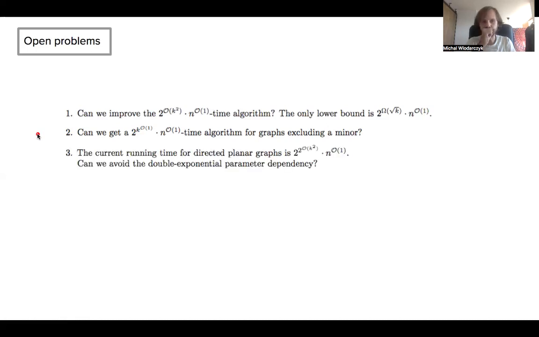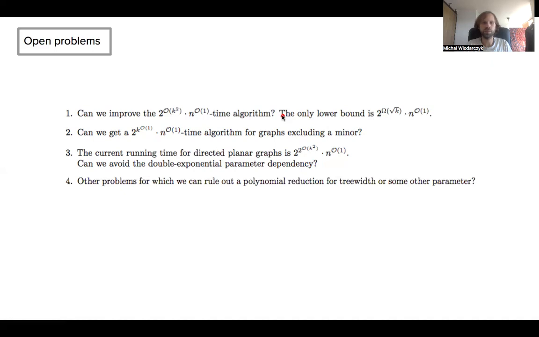Next thing is the complexity of the problem on directed planar graphs. We know that for this setting, the problem is also FPT, and the running time is this double exponential in k. And we would also like to improve it to single exponential, to have a nice running time like that, or maybe it might be the case that this is unavoidable, and maybe double exponential dependence is necessary.